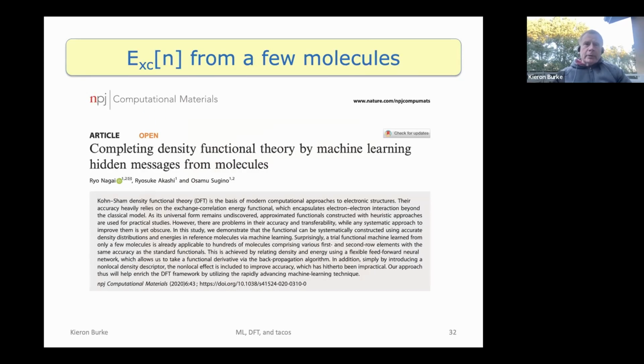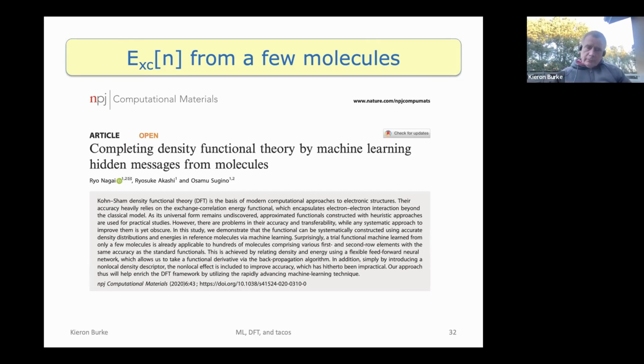So the work I'm going to talk about was inspired by work from a very good graduate student at Tokyo, in Osamu Sugino's group, Ryo Nagai. What they did was take just a few molecules, 3 or 4, and they trained not just on the energies, but also on the densities. They got highly accurate densities from coupled cluster, and they trained approximate functionals, an LDA, a GGA, maybe one other hybrid. And what they showed was, if you use the density in the training, then you could generalize much better, and they tested it on 150 molecules and got results that were comparable to, sometimes better than, the human-designed functionals.